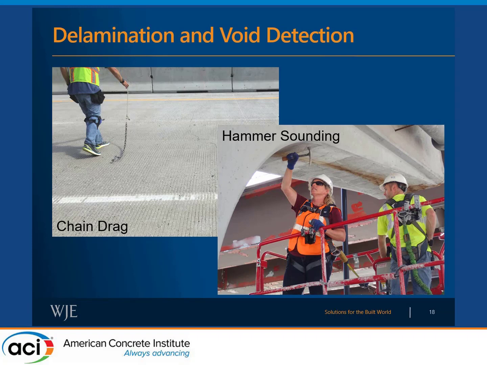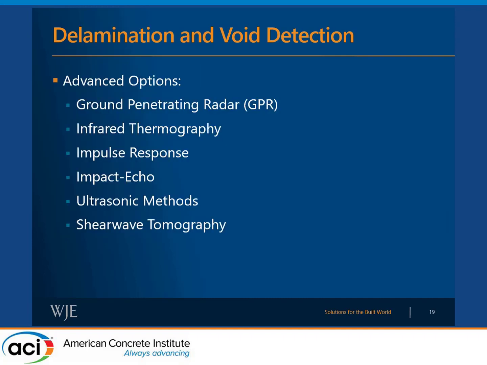So we like to also use some advanced techniques. Certainly chain dragging and hammer sounding are excellent methods for surveying. Chain dragging especially allows us to survey very large areas pretty rapidly, and hammer sounding has excellent applications for very small focus studies. But some of the other methods that we can use to detect delaminations and voids would be ground penetrating radar, or GPR, infrared thermography, like I mentioned before, and some more advanced methods like impulse response, impact echo, ultrasonic methods like UPV, and shear wave tomography.